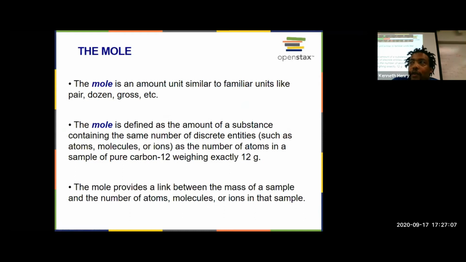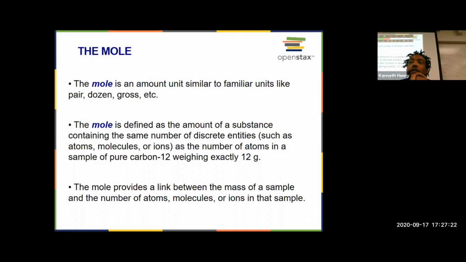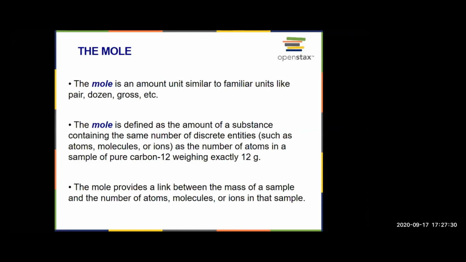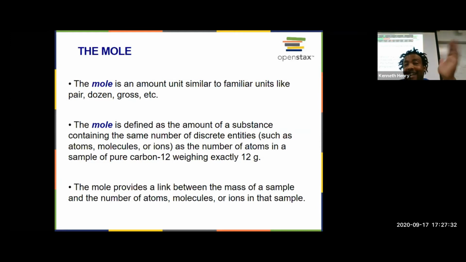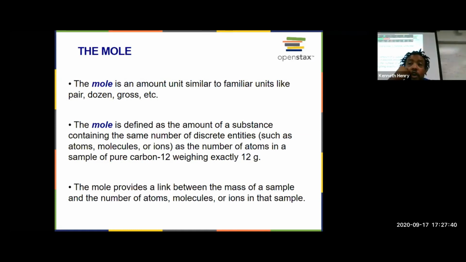Okay, so the mole. How many eggs are in a dozen eggs? 12. How many donuts are in a dozen donuts? 12. How many husbands are in a dozen husbands? 12. Okay, so we know that a dozen is always going to be 12. Regardless of whatever it is, you know it's 12, right?